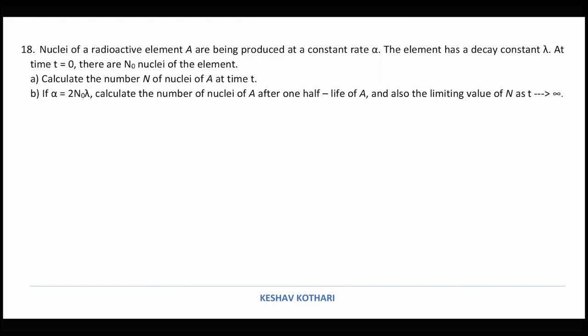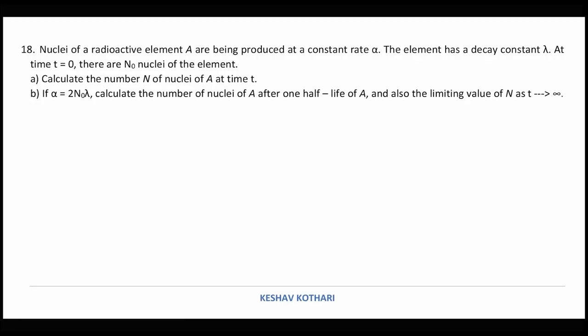Question 18. Nuclei of a radioactive element A are being produced at a constant rate alpha. The element has a decay constant lambda. At time t equals 0, there are n naught nuclei of this element. The question asks us to calculate the number n of nuclei of A at time t.